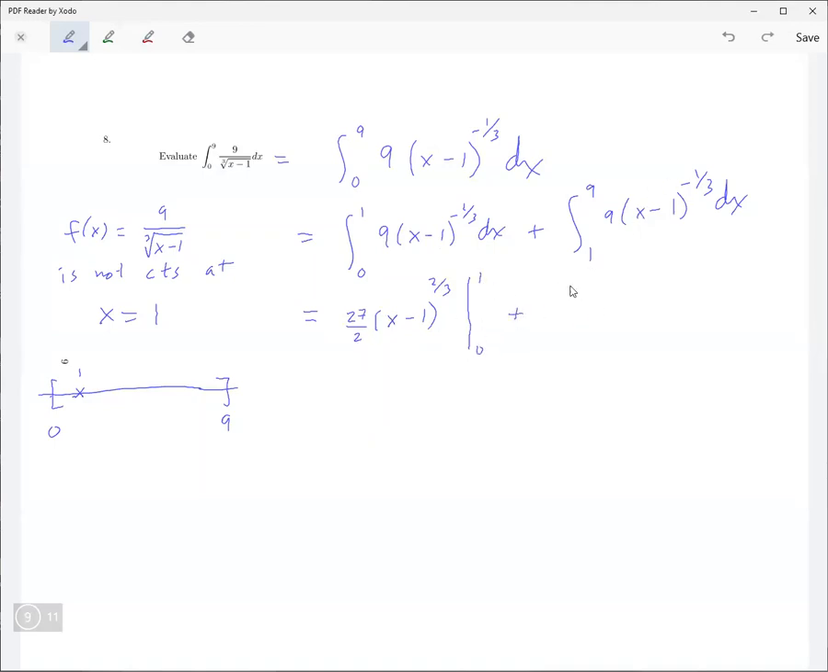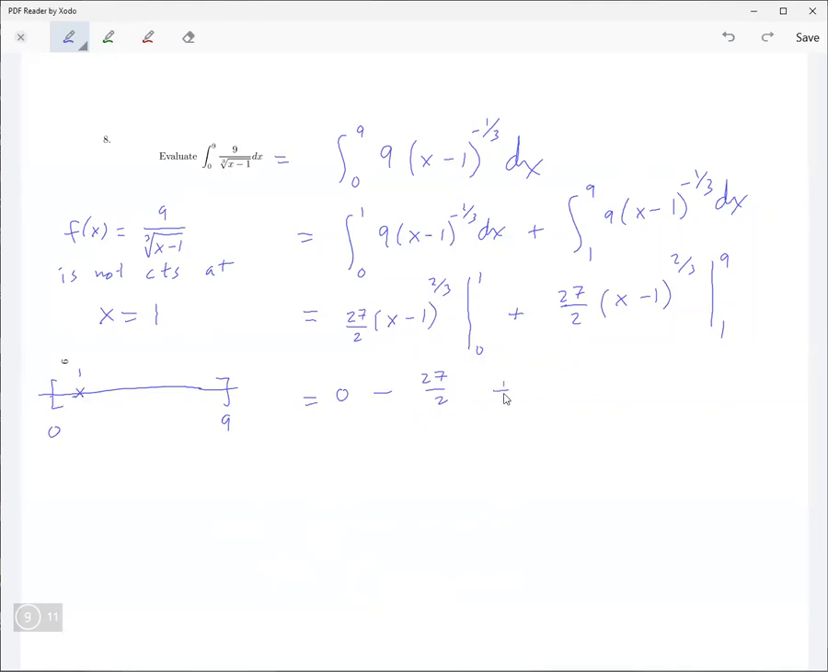And then this is the same antiderivative, not the same definite integral, because it has different limits of integration. It goes from 1 to 9 this time. So put in a 1, and that's nice, you get 0. Subtract and put a 0 in. When you put a 0 in, you get negative 1 to the 2/3, but you do the square first, and that becomes a positive 1, and the cube root of positive 1 is positive 1. So it's just negative 27 over 2.